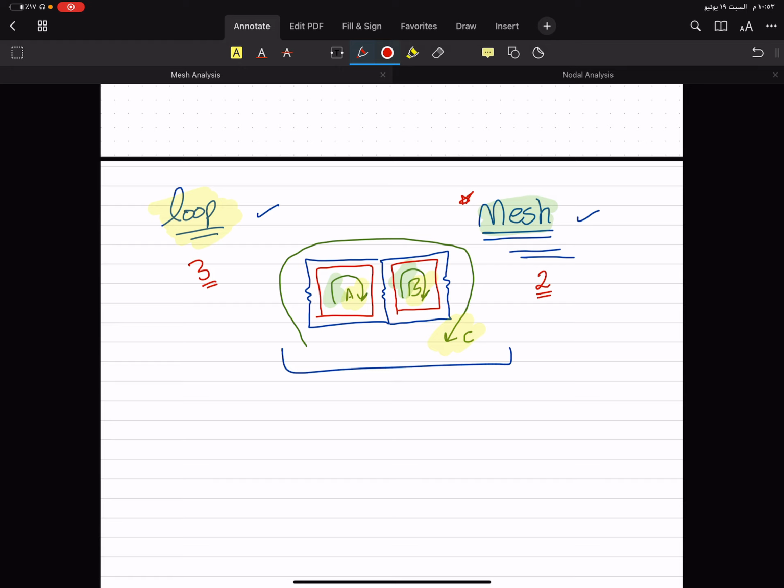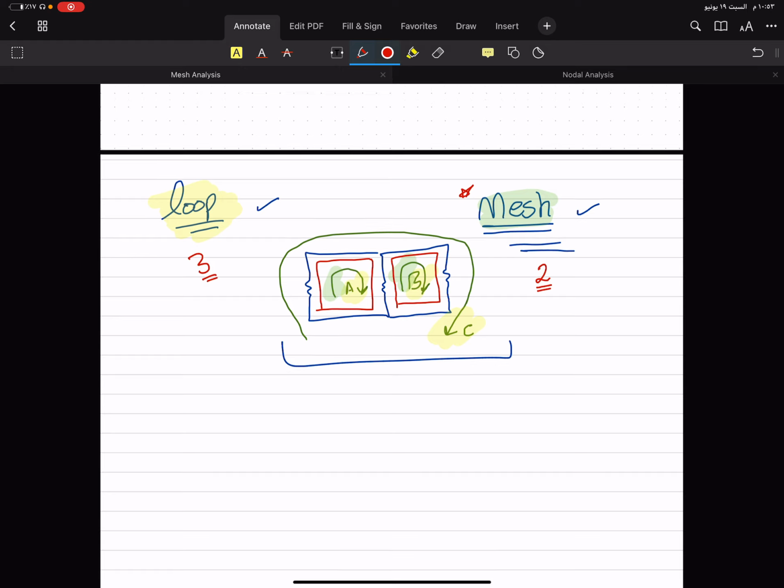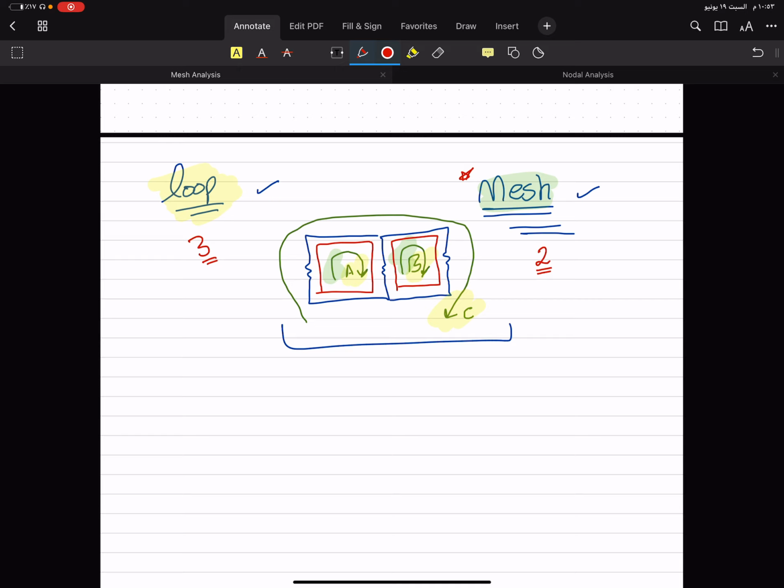Simply listen to me carefully on this one. I defined the loop previously: the loop is a path that starts at a point and returns and closes at the same point. So in the loop I start from here, I go all the way here, here, and here, and I close and return to the same point. So this one is a loop.